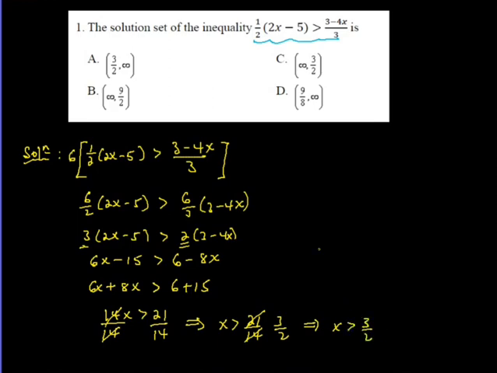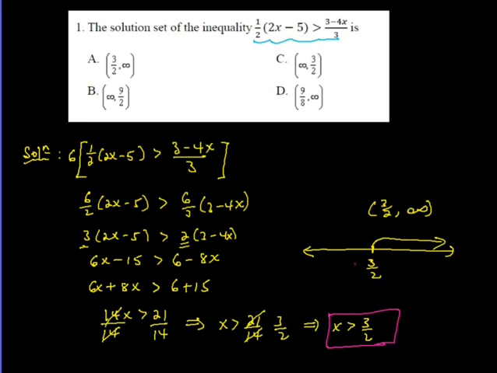What does it mean? x greater than 3 over 2 means any x that is greater than 3 over 2. For example, on the number line, if 3 over 2 is here, the numbers greater than 3 over 2 are in this direction. That means it goes from 3 over 2 up to infinity. So the solution set for the first one is x is greater than 3 over 2, or using interval notation it will be 3 over 2 up to positive infinity. Therefore the answer for the first one is A.